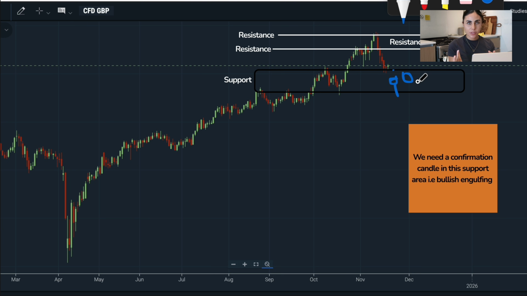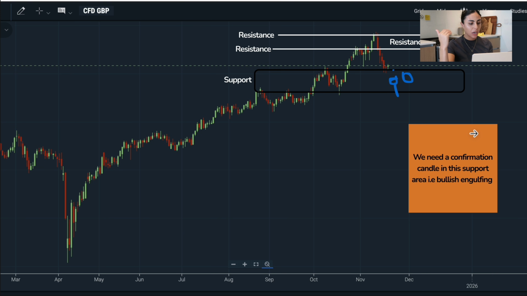So as I was mentioning, when you use support and resistance, you need a confirmation in this support area zone. And of course, when it's resistance, it's just the opposite. You're looking for confirmation in resistance, which is the opposite of bullish engulfing, bearish engulfing, etc. It doesn't have to be bullish or bearish engulfing. It can be different candlestick patterns that you need to learn.